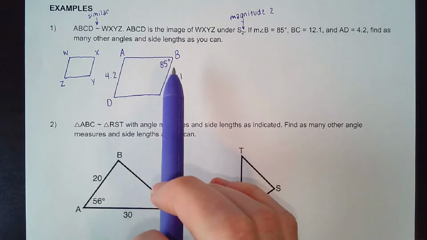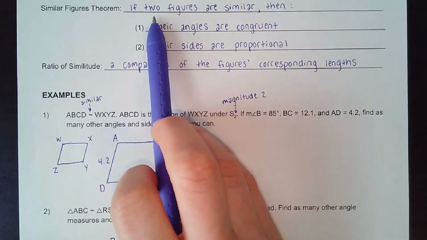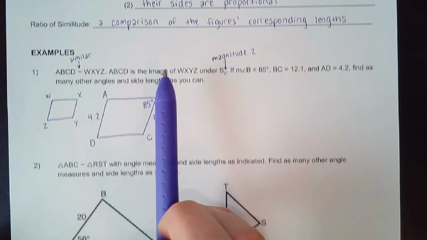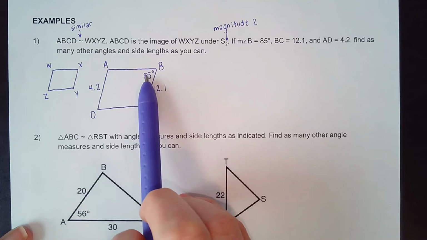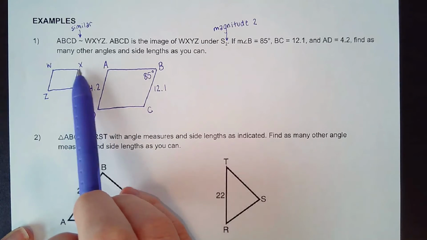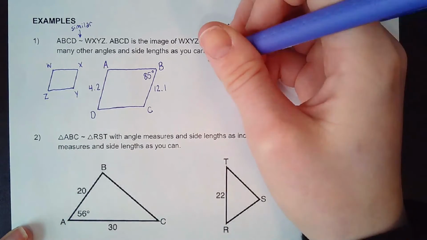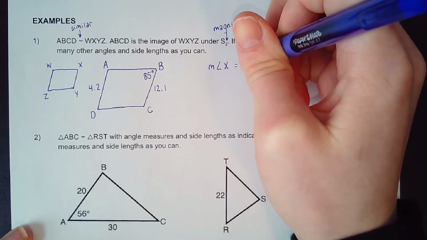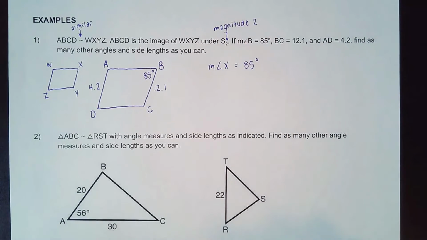We were given angle B. Now we know if two figures are similar, their angles are the same. The angles don't change. So I can find the angle that corresponds with B. That's going to be X. So I know that angle B and angle X should be the same. So I can say the measure of angle X would also have to be 85 degrees since they are equal.